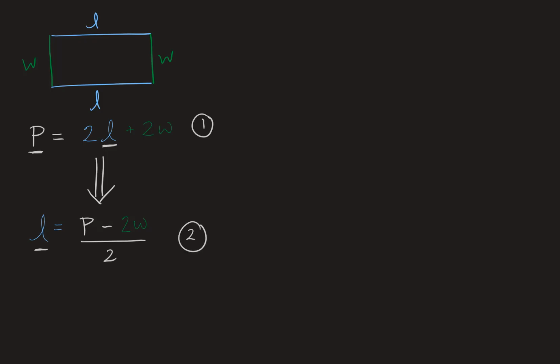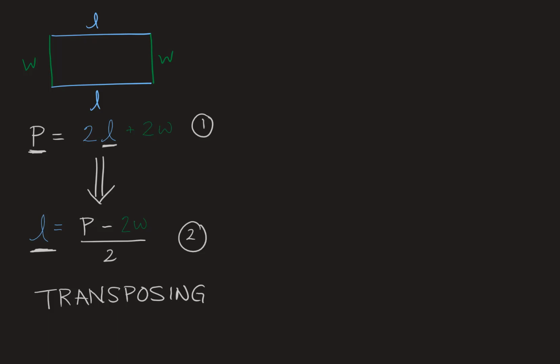We call this process transposing an equation. Now this word essentially means to rearrange the equation to have a different variable isolated. In this case, we transposed the equation for the perimeter P to isolate the variable L for length instead.